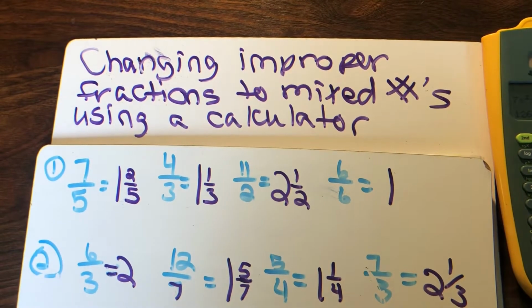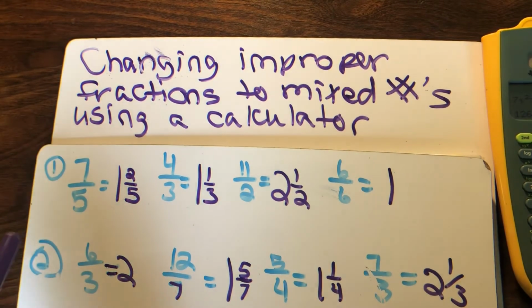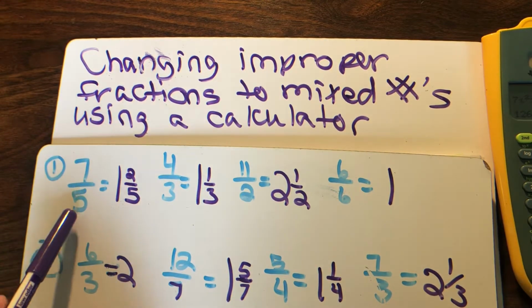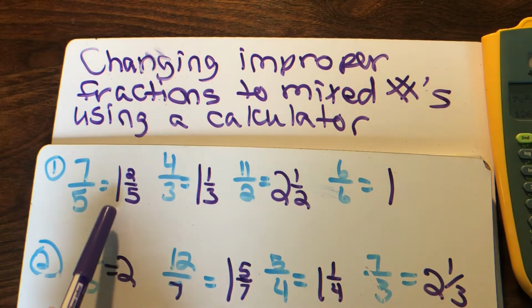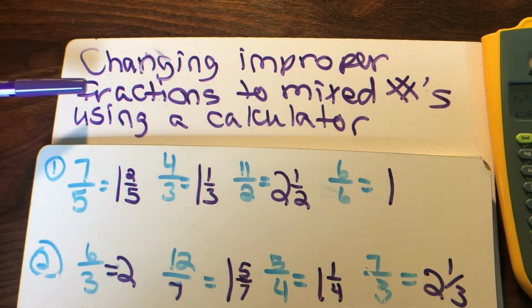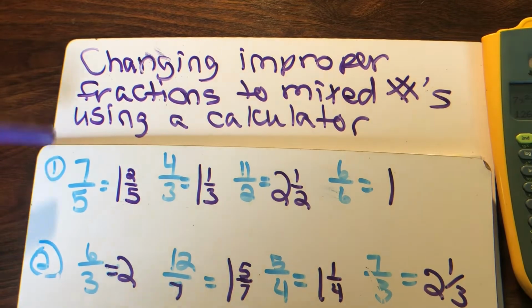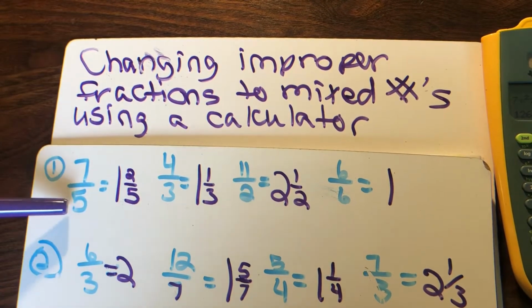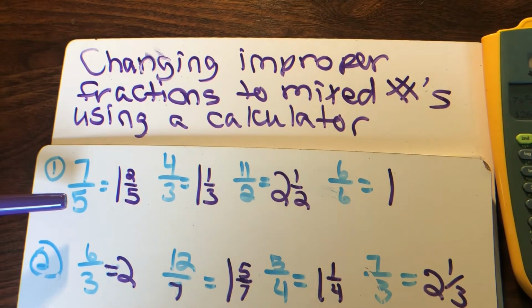Okay, I left you in the last video with some problems to change to mixed numbers. So you had improper fractions, you were changing them to mixed numbers, and you were doing this by hand. Now in this video we're going to talk about how to change them with a calculator. So what I'd like you to do is just check your work using your calculator.